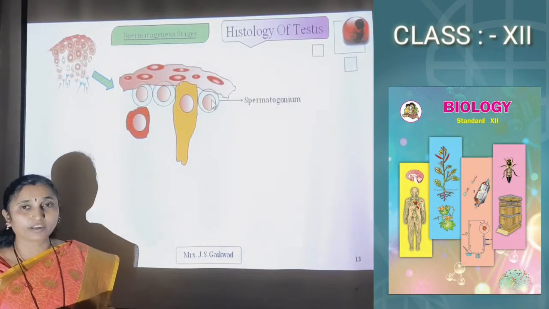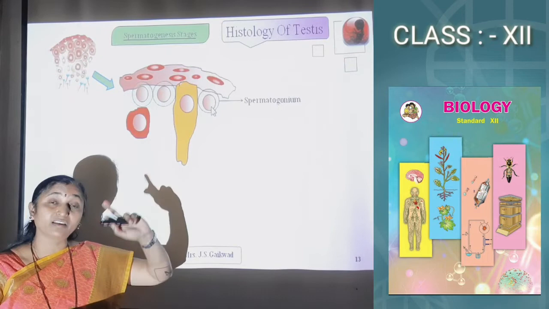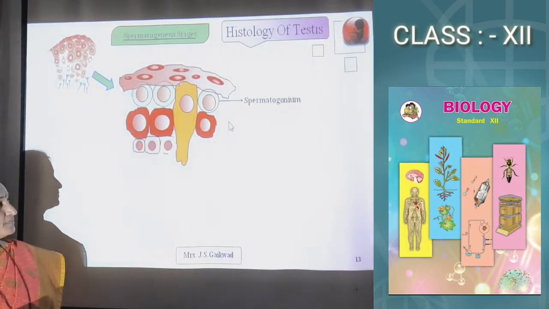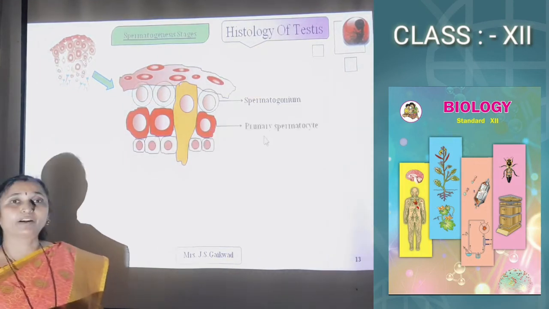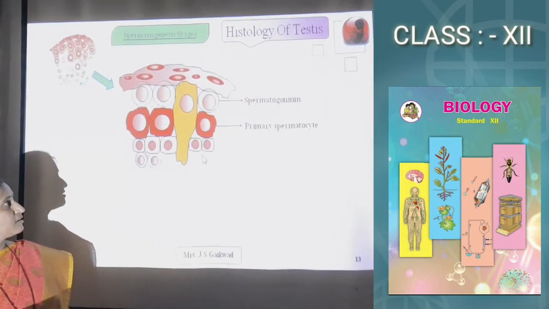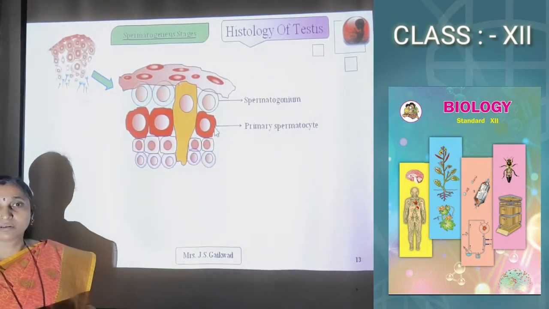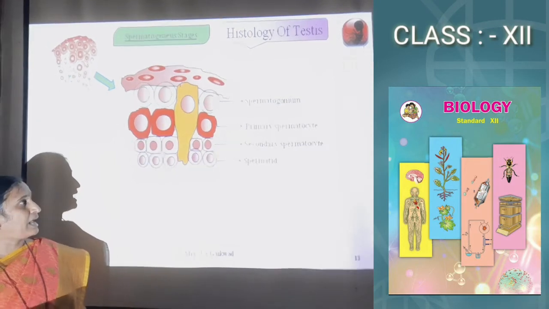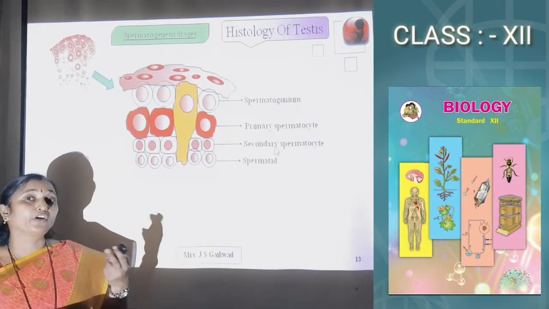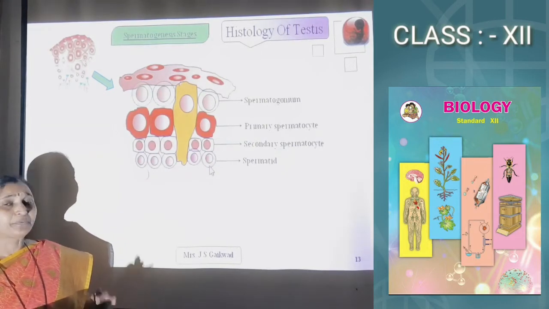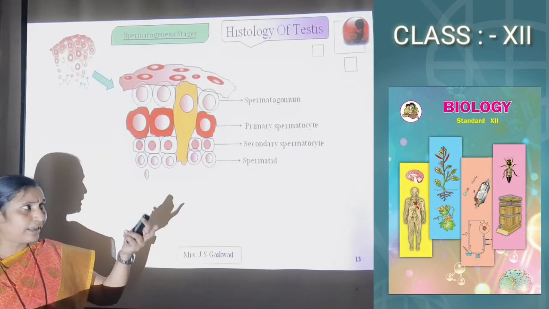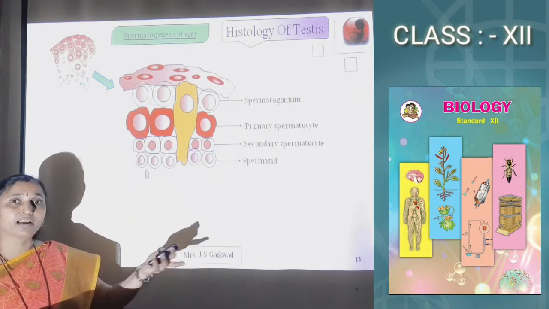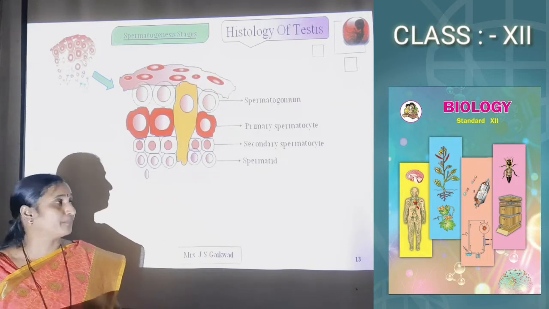Spermatogonium, the first layer, undergoes cell division, that is mitosis, and forms primary spermatocytes. This layer is the primary spermatocytes. This primary spermatocyte undergoes the next cell division, meiosis 1, and forms the secondary spermatocyte, and the secondary spermatocyte undergoes meiosis 2 and forms the spermatid. In a further lecture, I will explain these processes of spermatogenesis, how they go through mitosis and meiosis, and what type of cells are formed.